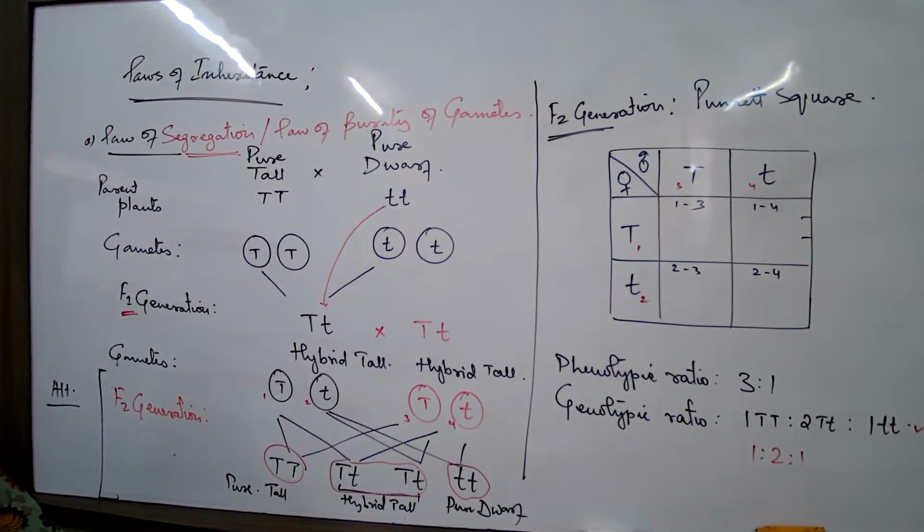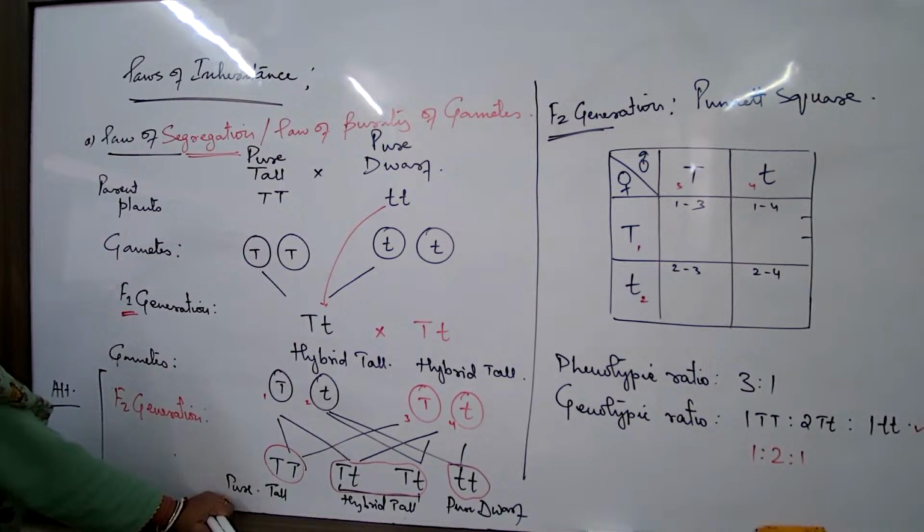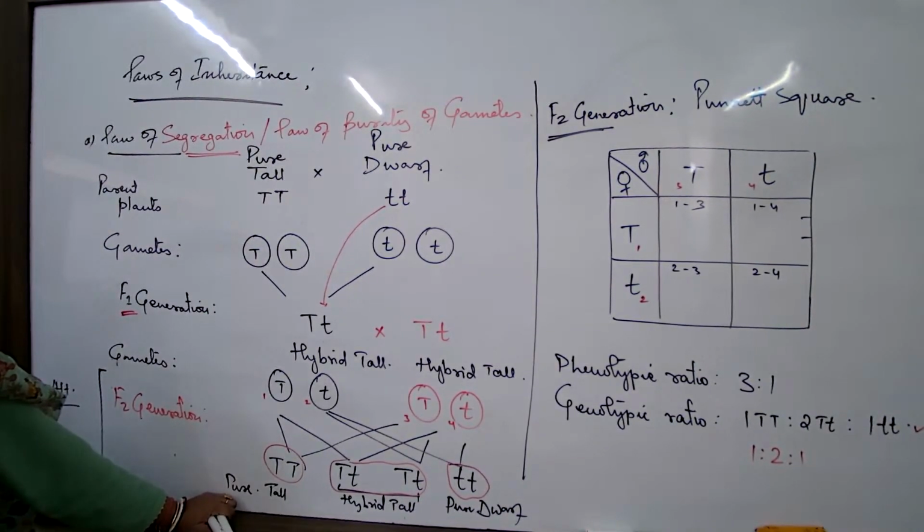This week, next week. This Friday we have an assignment question. It's on characteristics. Understanding? Make it fast. If this is clear, independent assortment will be very clear. Why is it called Punnett square? After the name of the biologist, Punnett.